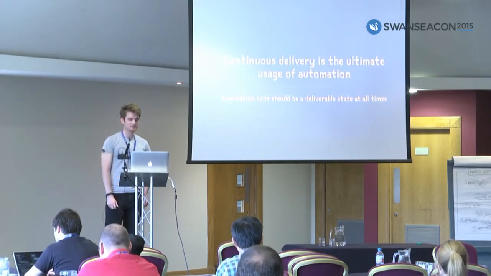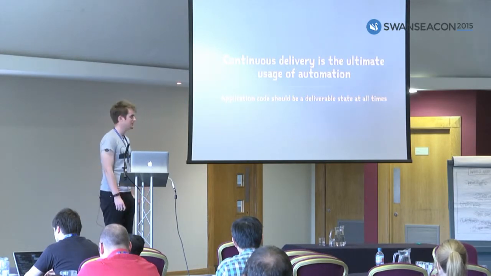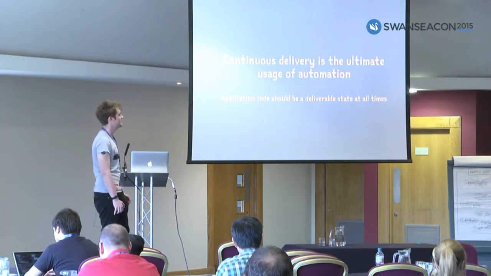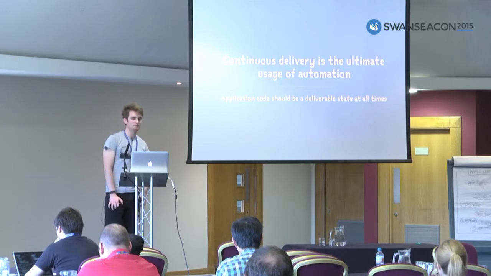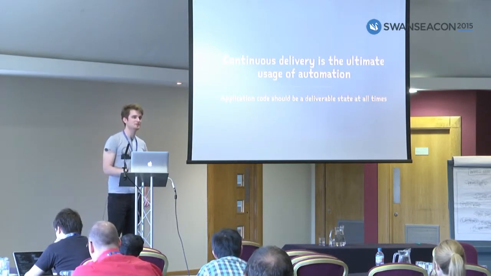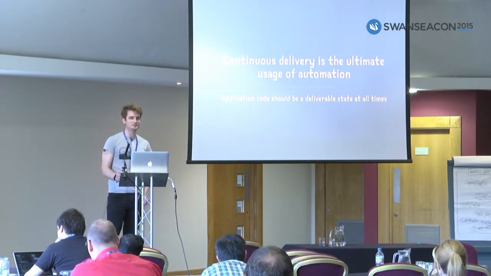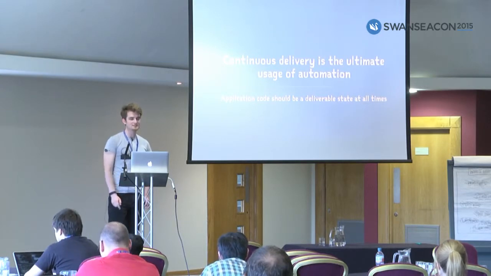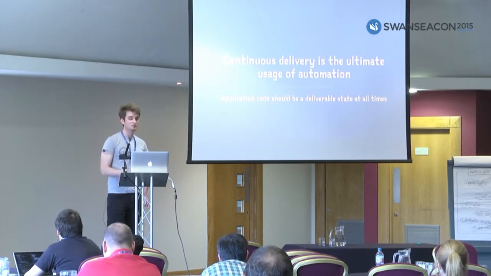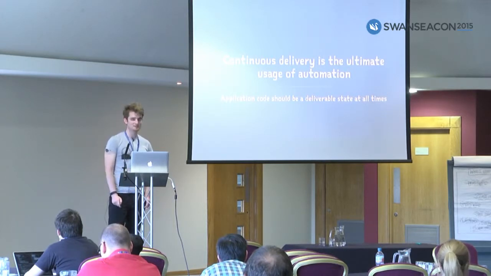So continuous delivery is the ultimate use of automation. And there's a bit of a misnomer when it comes to continuous delivery. People think that means that you have to deploy code that you've just made directly to production every single time. That's not actually what it's about. It should be in a deliverable state, but it doesn't have to be deployed immediately. That does help, but it's not really what it always has to be about.